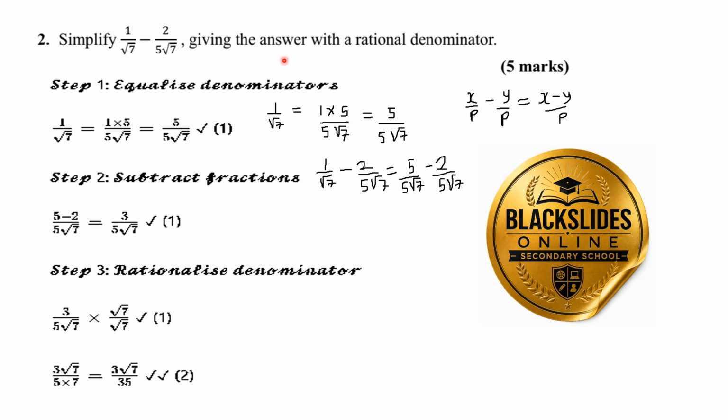So the question says our answer must have a rational denominator, meaning that we should do all we can to remove the root sign here. So we have 3 over 5 root 7, the response we need to convert into a number that has a rational denominator. In order to remove the root sign, you simply multiply the expression by root 7, the same term, on both the numerator and denominator.